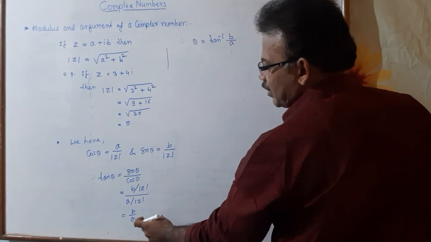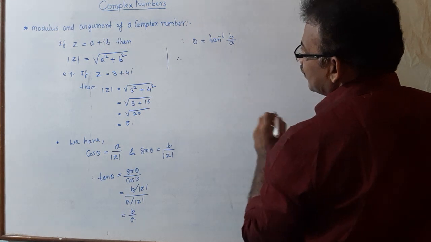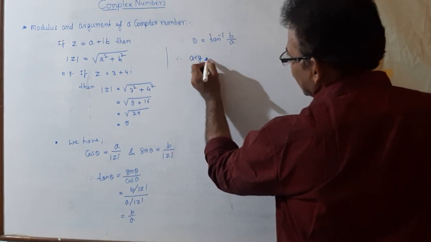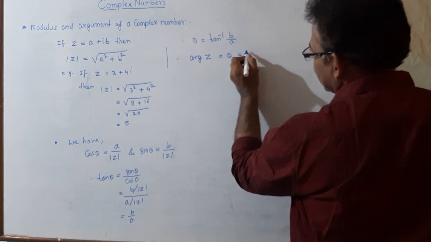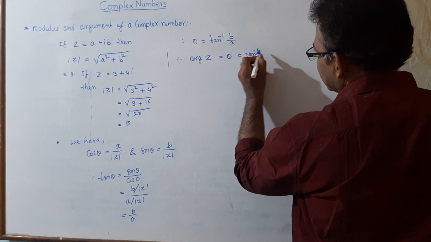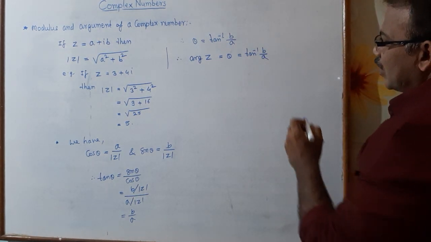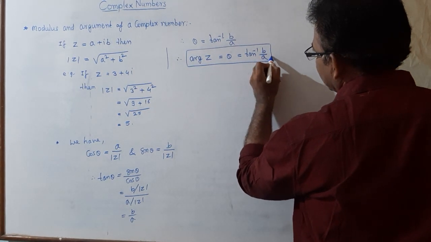Tan theta equal to b upon a, so theta is tan inverse b upon a, and therefore the argument of a complex number z we can denote by this symbol. Argument of z is equal to theta, and that is equal to tan inverse b divided by a. Take this as the standard formula. Argument of z is nothing but theta, and that is tan inverse b divided by a, right?